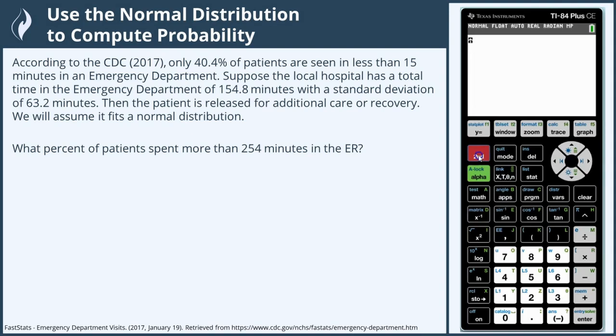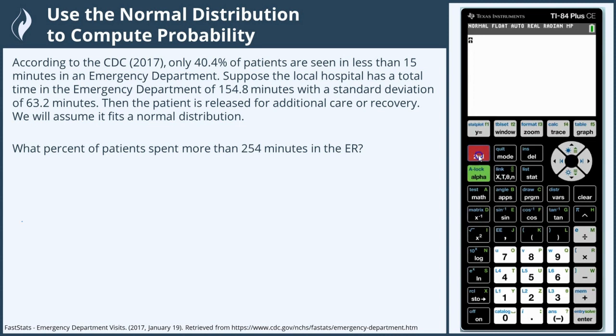Okay, so we're doing another example related to using a normal distribution to compute probability. Well, let's read it. According to the CDC, only 40.4% of patients are seen in less than 15 minutes in an emergency department. Suppose the local hospital, now as I read this, I'm going to pull the information out.